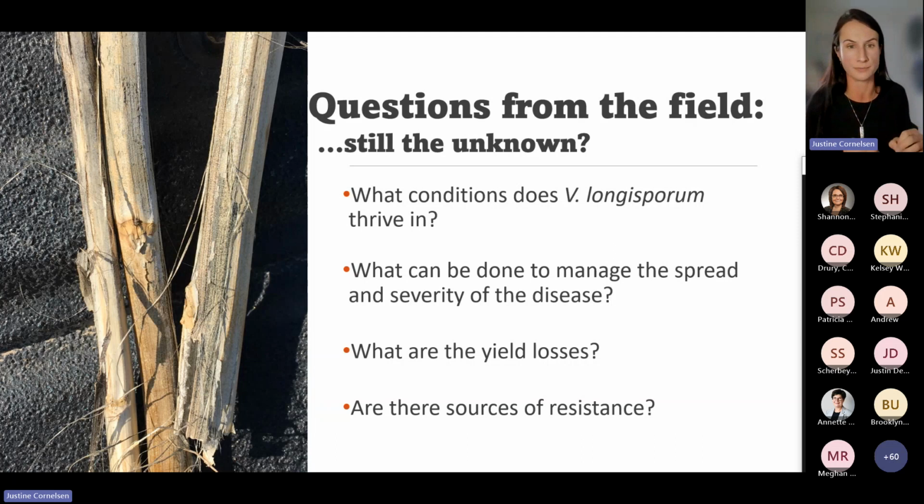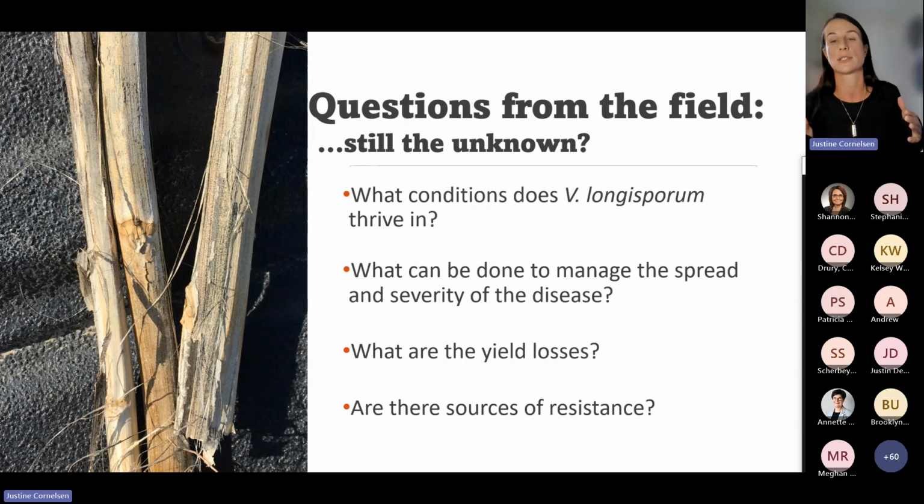Some of the questions that I get asked a lot are, what are the conditions that allow the pathogen that causes Verticillium stripe to thrive? Like, what does it need in the field to really produce a bunch of inoculum to spread and cause eventual yield losses within our plants?